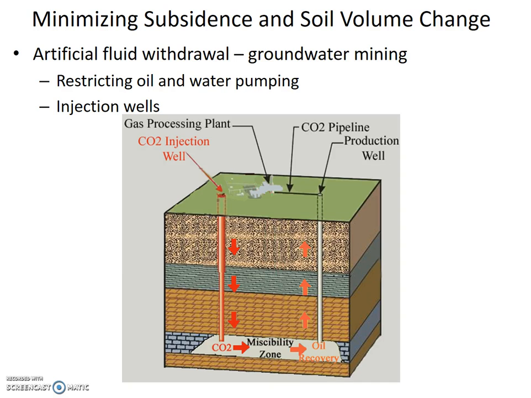8.8 Minimizing subsidence and soil volume change. Artificial fluid withdrawal, such as groundwater or fluid mining, can be minimized by restricting oil and water pumping, and injection wells, where fluid is injected as another fluid is pumped out. The injected fluid would be different from the fluid pumped out.